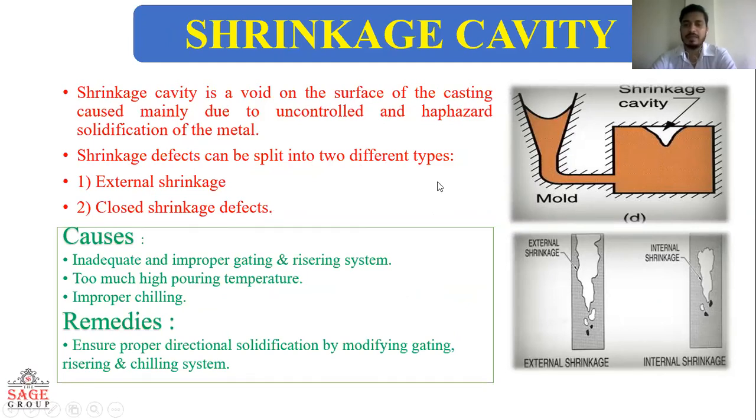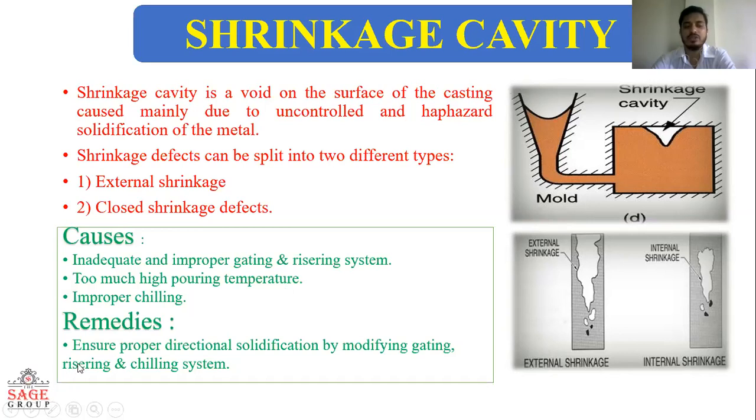As the diagram shows, the shrinkage cavity is not completely filled, or molten metal has not completely obtained its position due to the shrinkage, right? So what are the causes that the shrinkage cavity has a gap? Inadequate and improper gating and risering system, too high pouring temperature, improper chilling. So these are the causes.